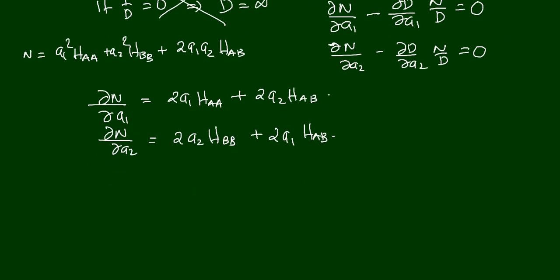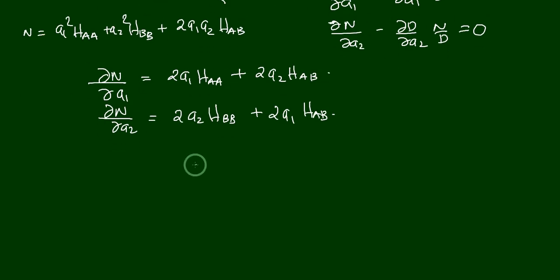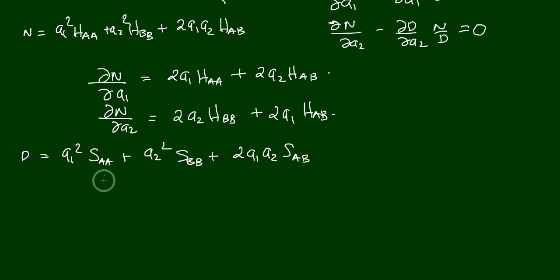Now let us find dou d by dou a1. So we have to know what is d. I will write what is d here. D, the denominator, is a1 square SAA plus a2 square SBB plus 2a1 a2 SAB. That was D. So from here we can find dou D by dou A1.